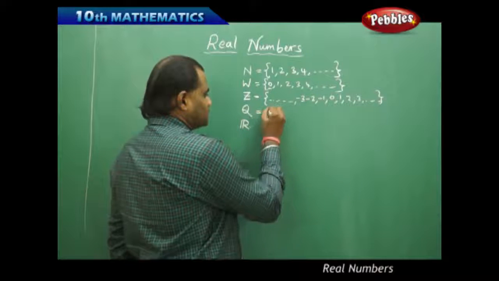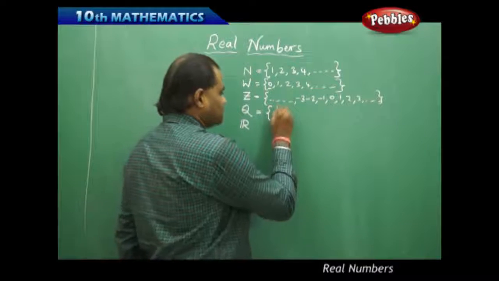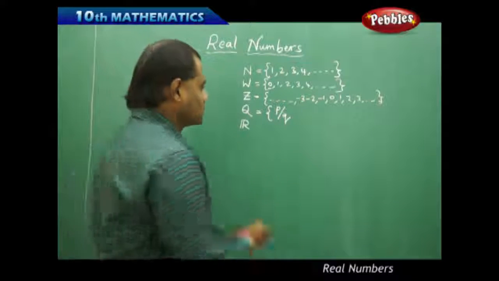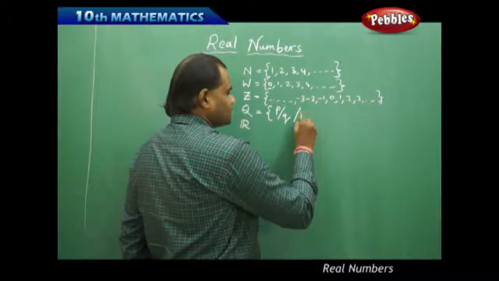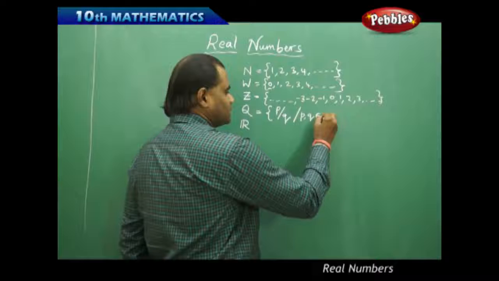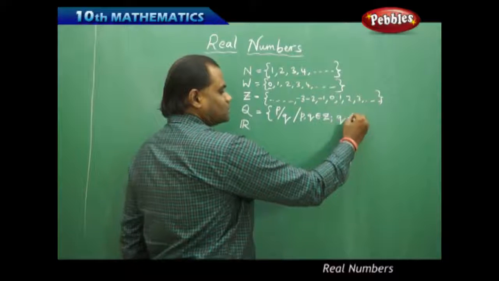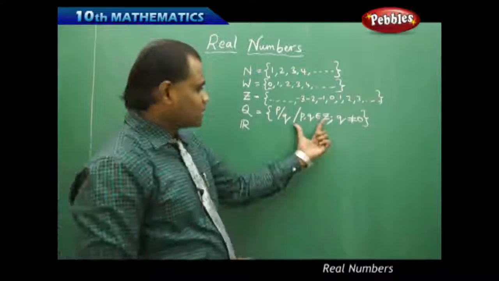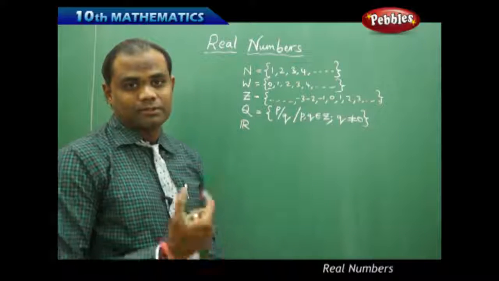Then I have rational numbers, which are defined in the general form as p over q, all the numbers in the form p over q, such that it satisfies two conditions. One is that p and q must be integers, and secondly, the condition is that q should not be equal to 0. So under these two conditions, all the numbers in the form p by q are called rational numbers.